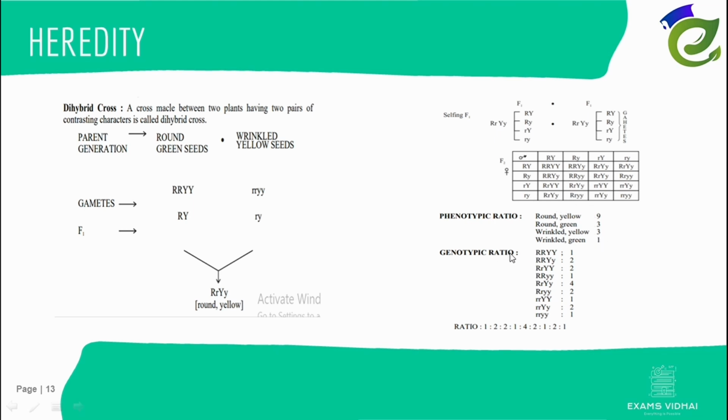Genotypic ratio means the outputs you get for different types of genes, like capital RR capital YY, you get 1. For capital RR, capital Y and small y, you get 2. In such a way, you'll be getting a ratio 1 is to 2 is to 2 is to 1 is to 4 is to 2 is to 1 is to 2 is to 1. So these two are important ratios. You'll be frequently asked in your examination. 9 is to 3 is to 3 is to 1, and this long ratio. You need to learn that.